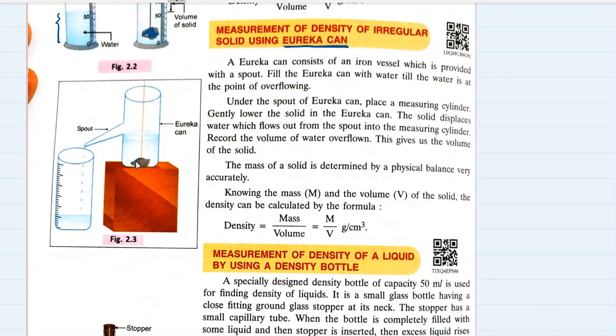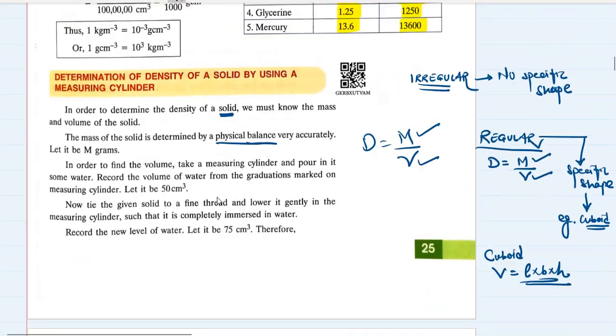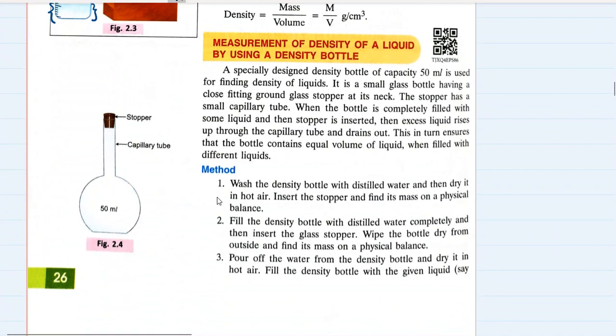So this submerged stone, which is of irregular shape, has volume equal to the amount of water collected in this measuring cylinder, which has flown out through the spout of the Eureka can. So that can also be used to find the density of an irregular solid. But these are two very easy things.